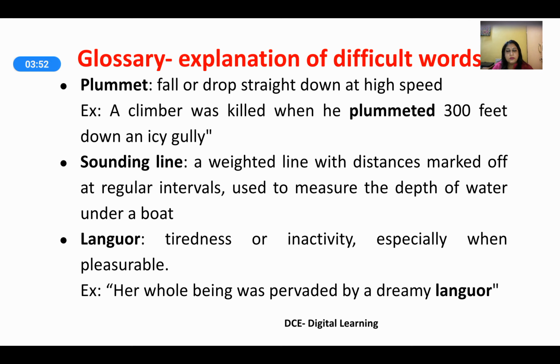Plummet. It means fall or drop straight down at high speed. For example, a climber was killed when he plummeted 300 feet down an ice gully, literally fall down. Sounding line. It means a weighted line with distances marked off at regular intervals used to measure the depth of water under a boat. Languor. It means tiredness or inactivity, especially when pleasurable. Our whole being was pervaded by a dreamy languor.